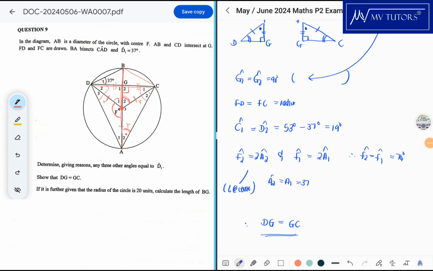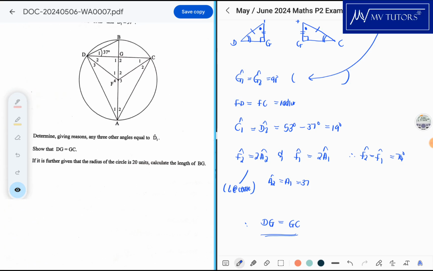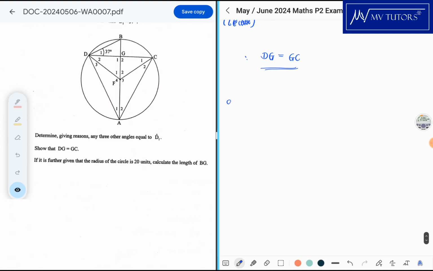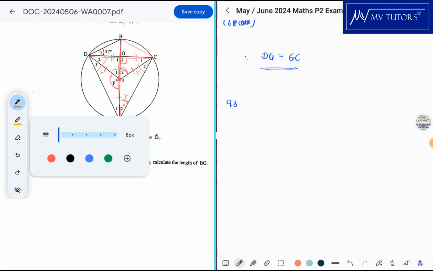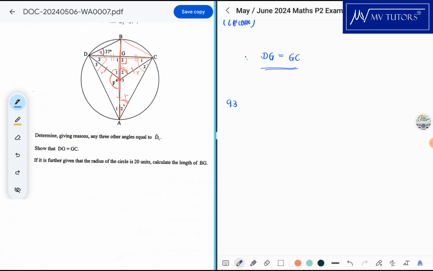And then the last question, which is 9.3. It is further given that the radius of the circle is 20 units. Calculate the length of BG. Okay, so I think I'm going to need another color which is thicker. So the radius is 20 units. So basically FB is 20 units. And then they want the length of BG.